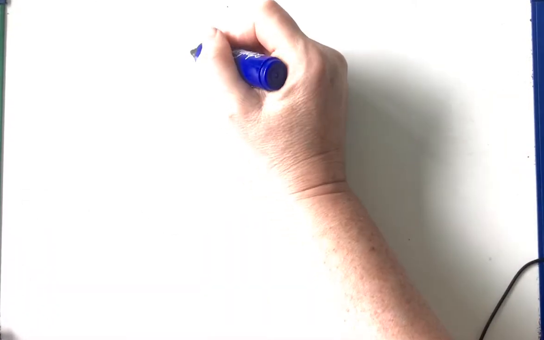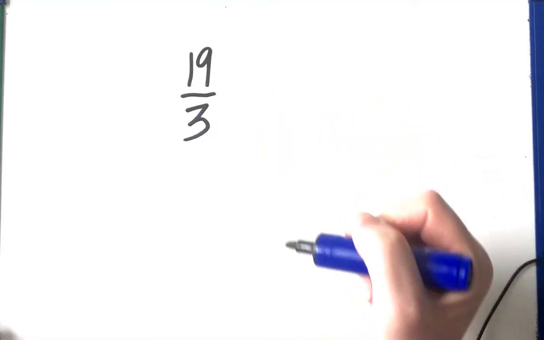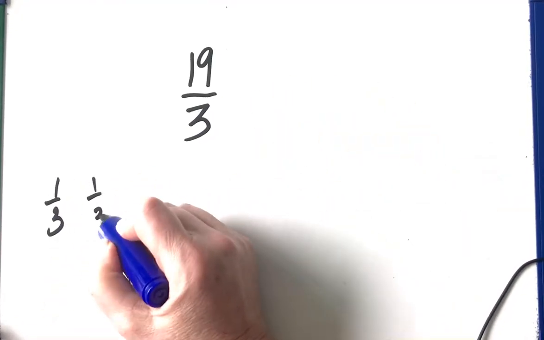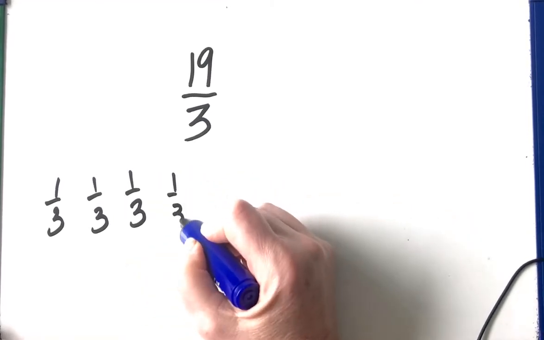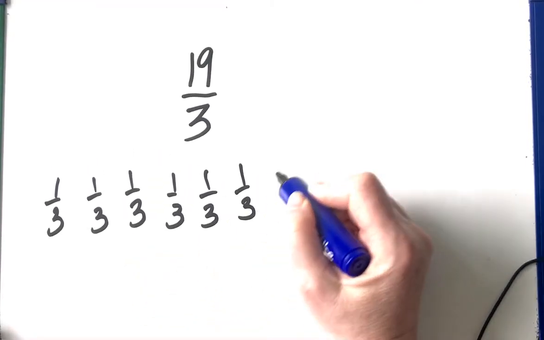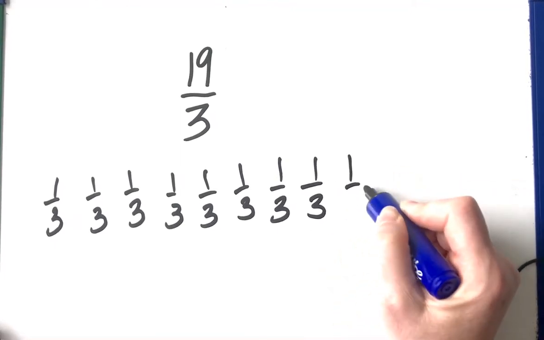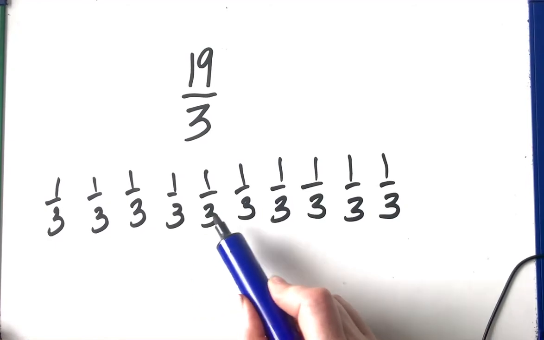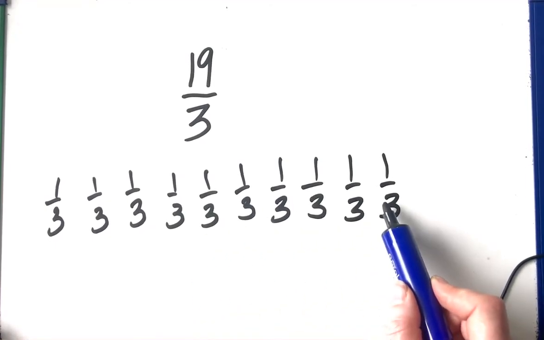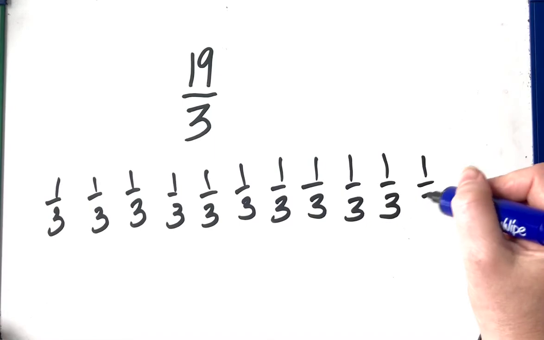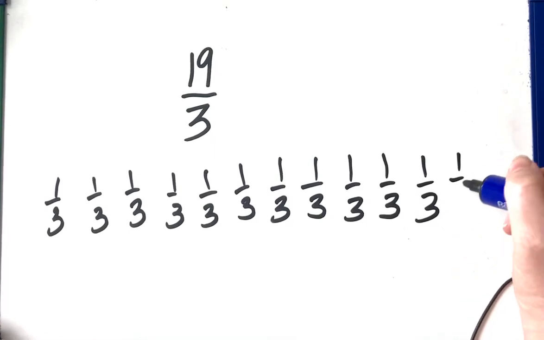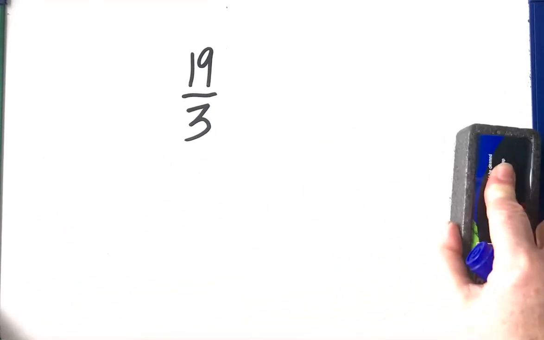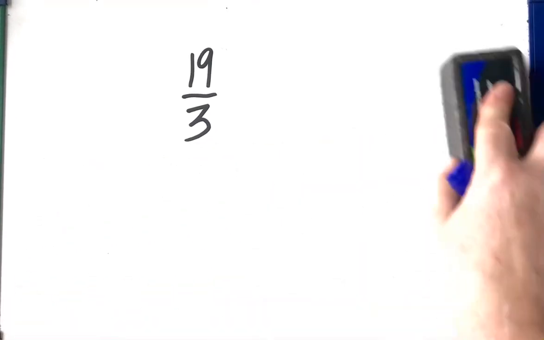Here's another example. If I had 19 thirds, well, I could, if I wanted, spend an awful long time writing out literally 19 thirds, which would be very boring and very tiresome, especially if that was a big number. 1, 2, 3, 4, 5, 6, 7, 8, 9, 10. You see, I've lost count already. Is that 11 or is that the 10th? 11, 12, 13. Oh, it's ridiculous. I'm not going to do that. It's a lot of time and effort.